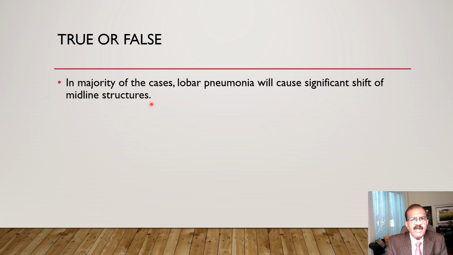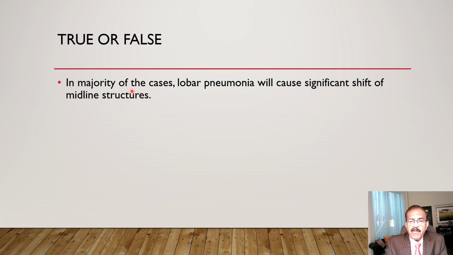In majority of the cases, lobar pneumonia will cause significant shift of midline structures on X-ray. Now, this is not a correct statement. In pneumonia, alveolar air is replaced by exudate, and there is no increase or reduction in volume. So these are two things which actually lead to shift of midline structure.